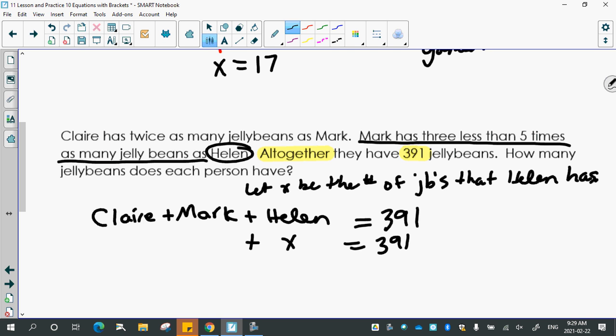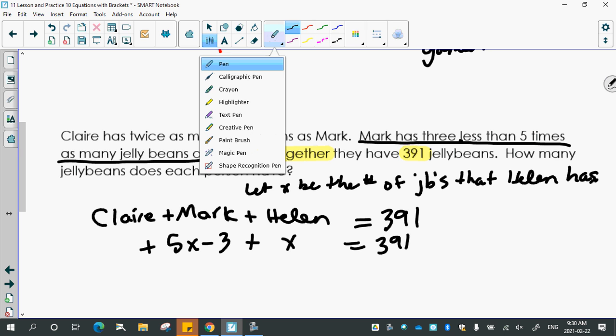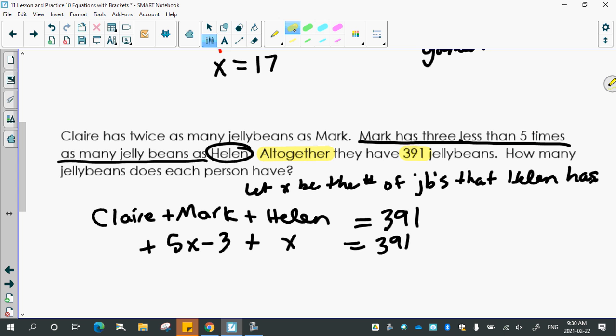So Mark has 3 less than 5 times as many jelly beans. Who thinks they know how to write 3 less than 5 times as many? Yep. 5x minus 3, lovely. Good. Okay? So 5 times as many means 5x, 3 less than that is subtract 3. So now I know Helen is x, and I know Mark is 5x minus 3.